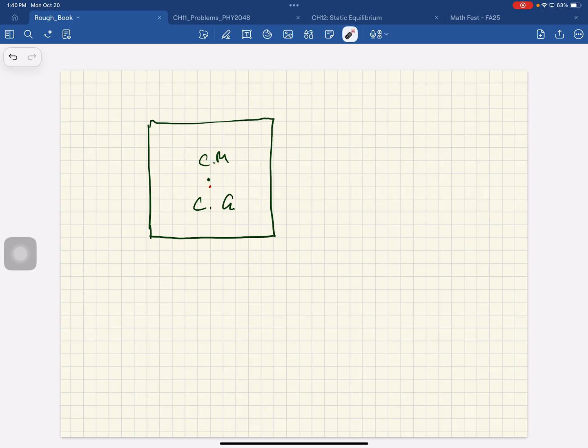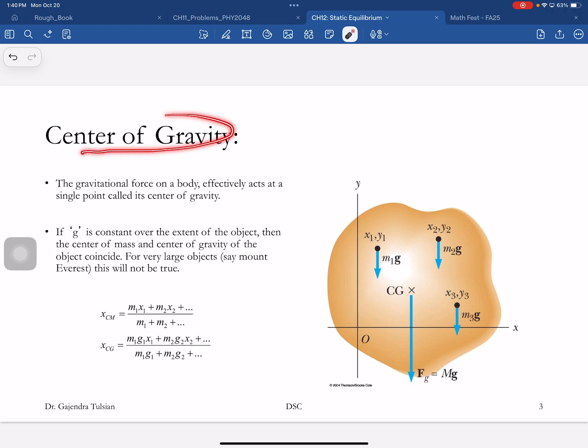So let me give you the definition of that. Here's how the center of mass is defined. Here's a structure. You break it up into little pieces. The x-coordinate of the center of mass is the mass of this little piece times the x-coordinate of that piece, plus the mass of the second piece times the x-coordinate of the center of mass, and you add up all the pieces divided by the total mass.